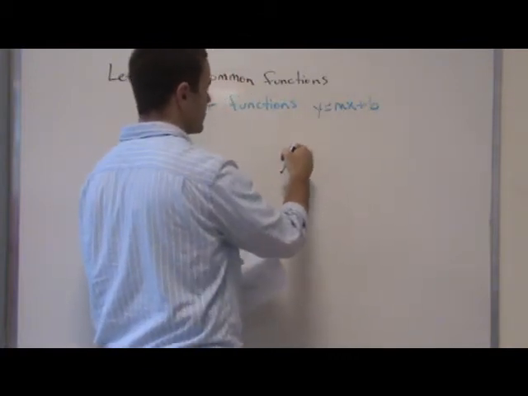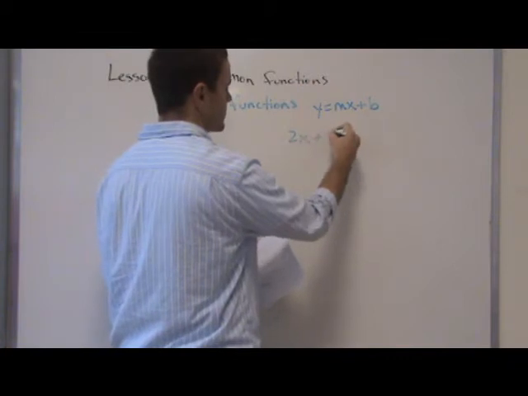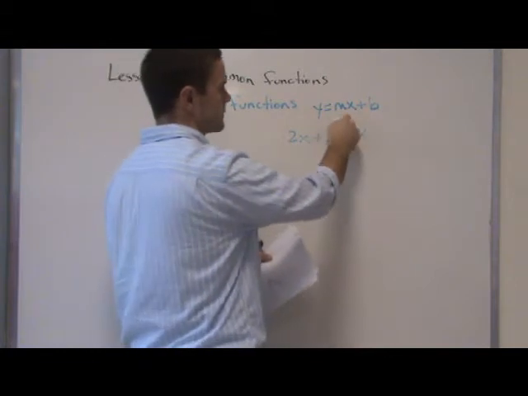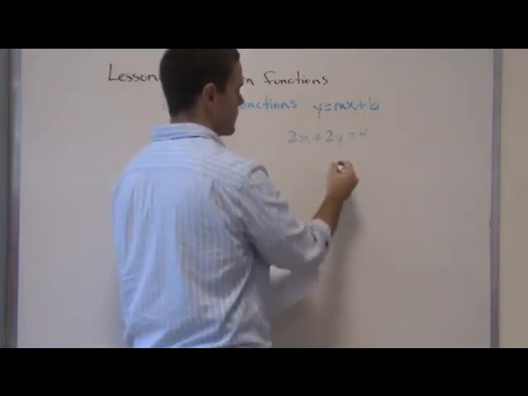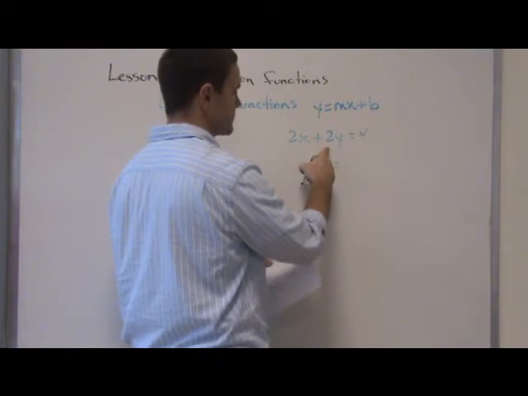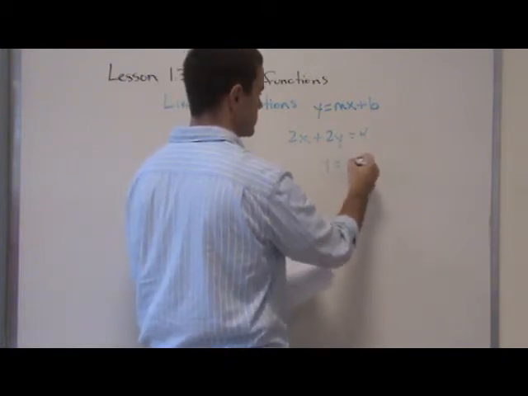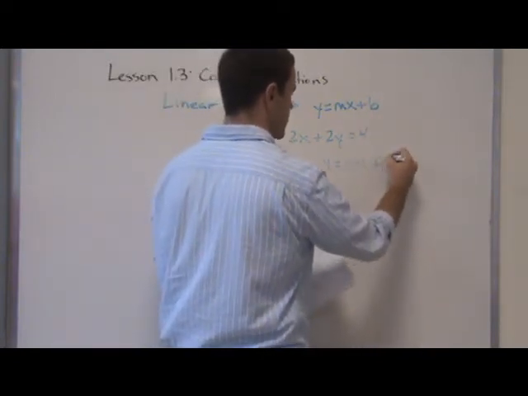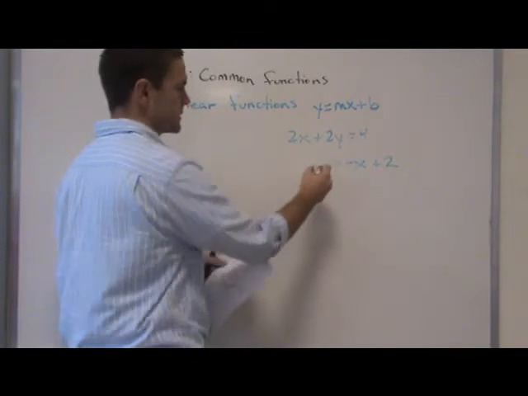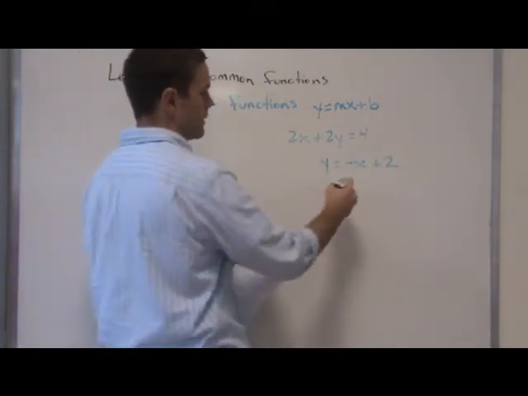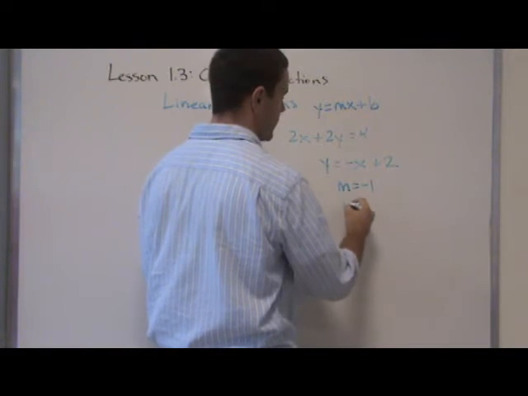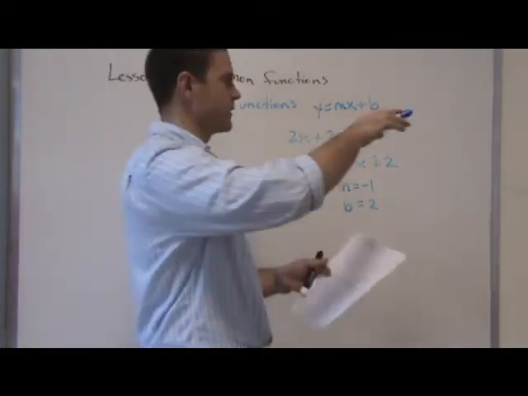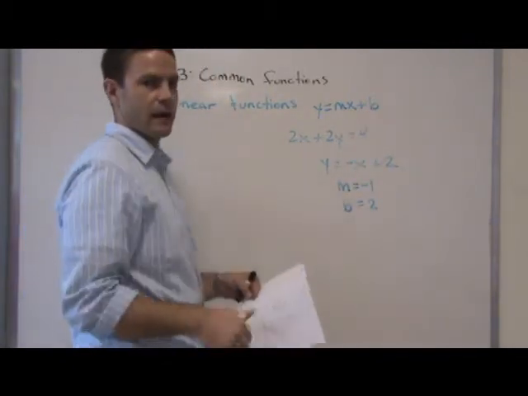For example, if I had the equation 2x plus 2y equals 4, you move it all over, get it in the form like this, we would be left with y equals negative x plus 2. That means the slope equals -1 and b equals 2. b stands for the place where the line will be crossing the y-intercept. So when I graph this, it'll make a line, a linear function.